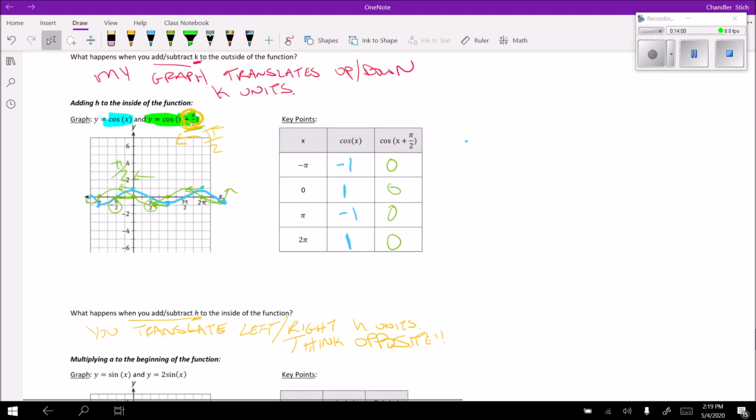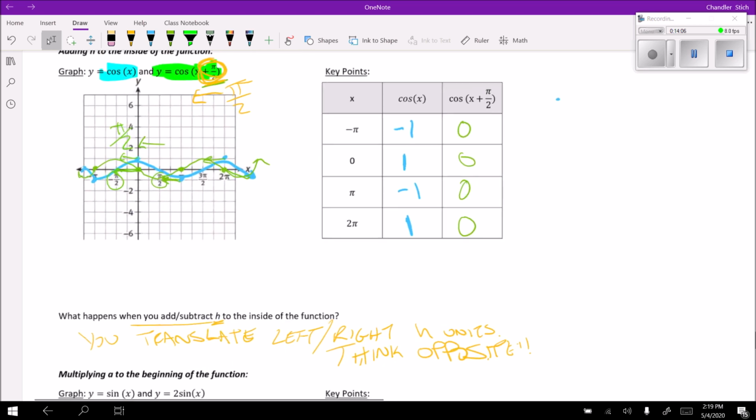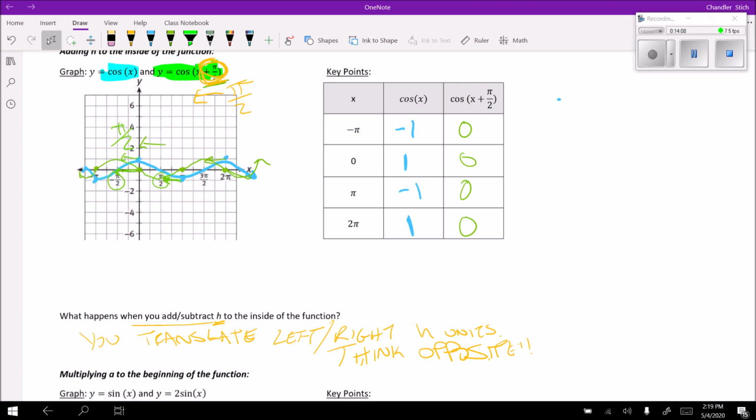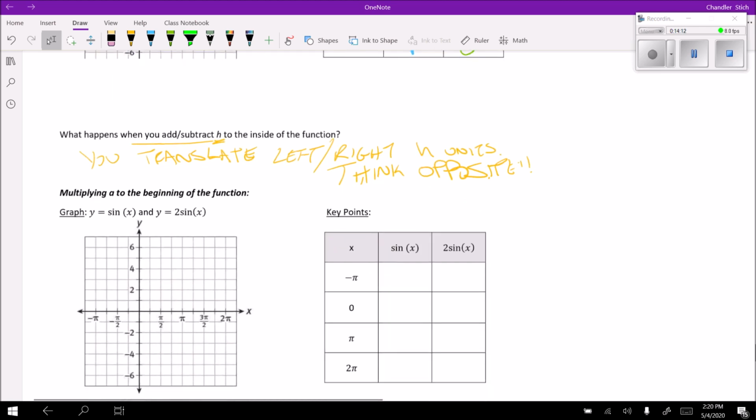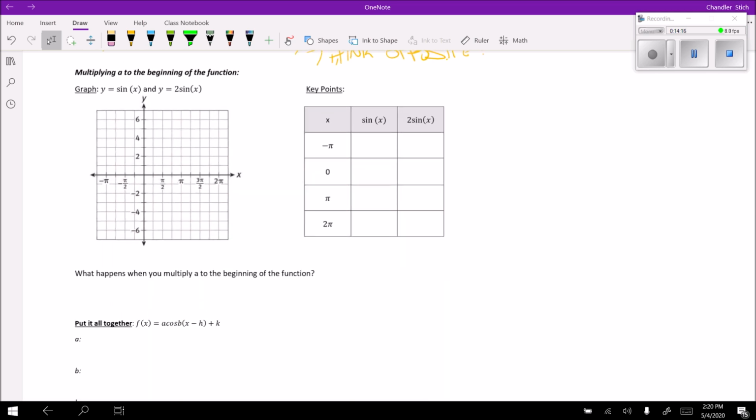So again, you are moving to the left or right, h units, depending on whatever that h is, inside of your parentheses. Okay, that's going to be the end of this first video. I'm going to make a second video when we multiply on the outside here.